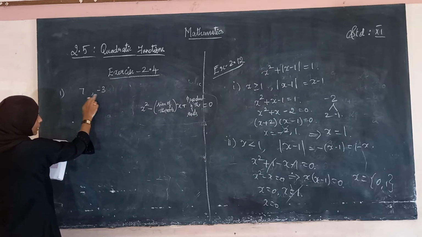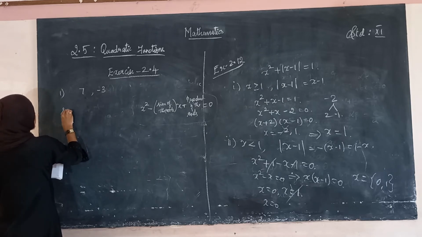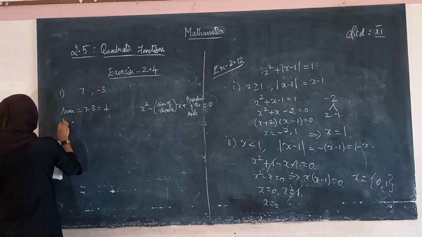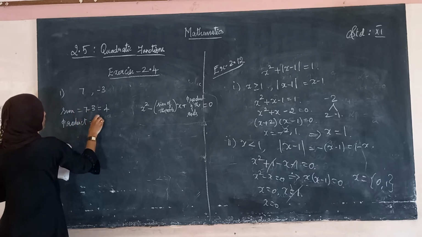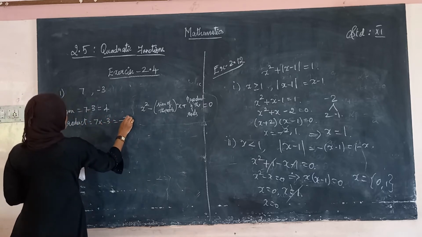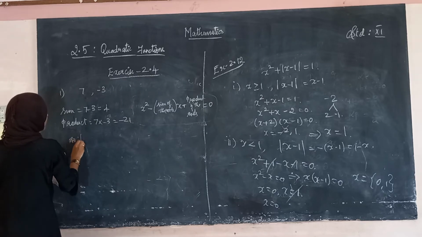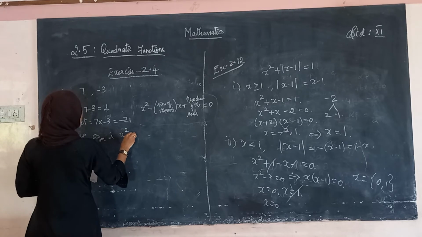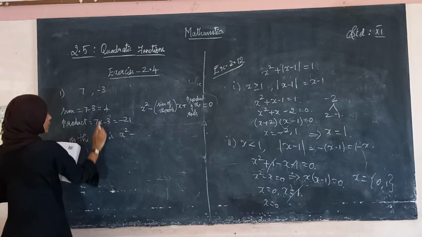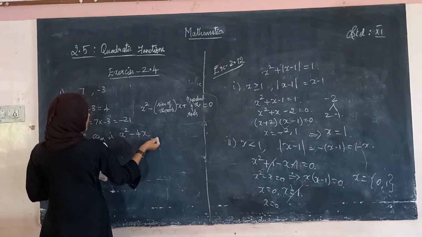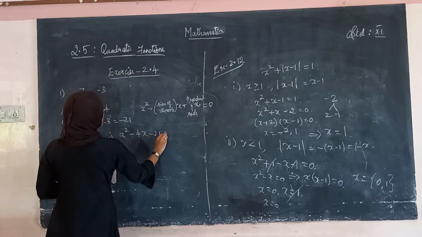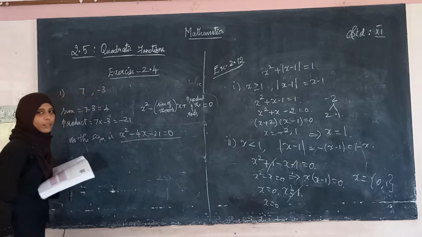So, what is the sum of the roots? Sum is equal to 7 minus 3, which is equal to 4. What is the product? Product is equal to 7 into minus 3, which is equal to minus 21. So the equation is x squared minus 4x plus, product of the roots, minus 21, equal to 0. This is the required equation.